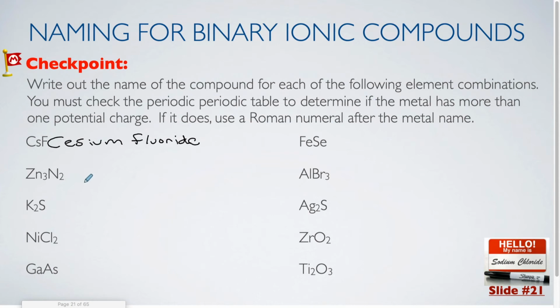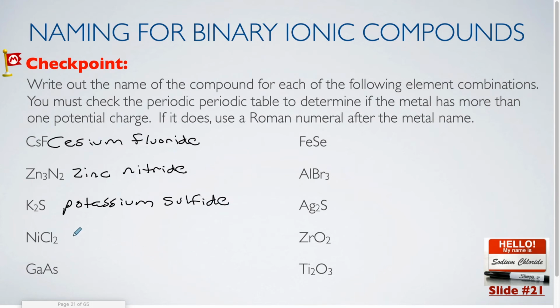In our second example, we have zinc. Zinc is always a positive 2 charge, so we do not need to include a parentheses here. Nitrogen would become nitride. In our next example, we have K, which is potassium, and potassium is always a positive 1, so no parentheses needed. Sulfur becomes sulfide.